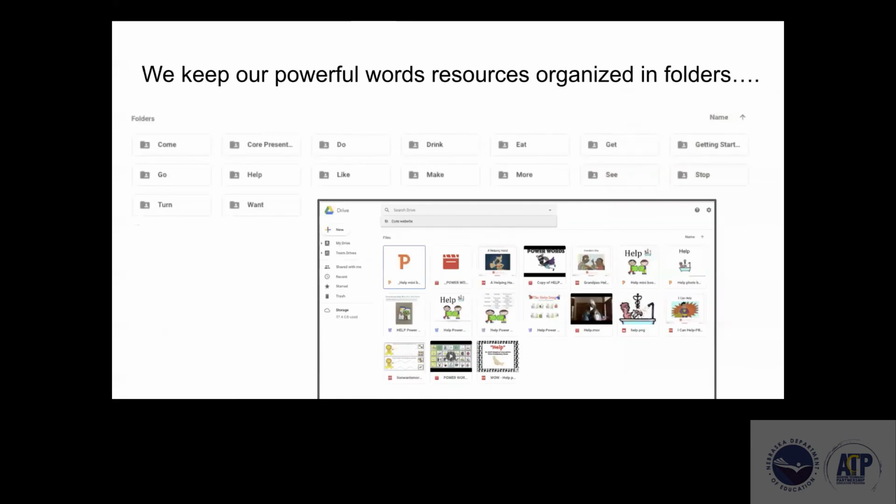And we do keep all of our powerful word resources organized in folders in Google Drive. So we have a folder for each one of the powerful words. And then we continue to share resources and add to that. So if I search the word help, I will then come up with the help sign language video, the help video model, the visual for help, the help book, the help song, and all different activities that you can do with the word help.